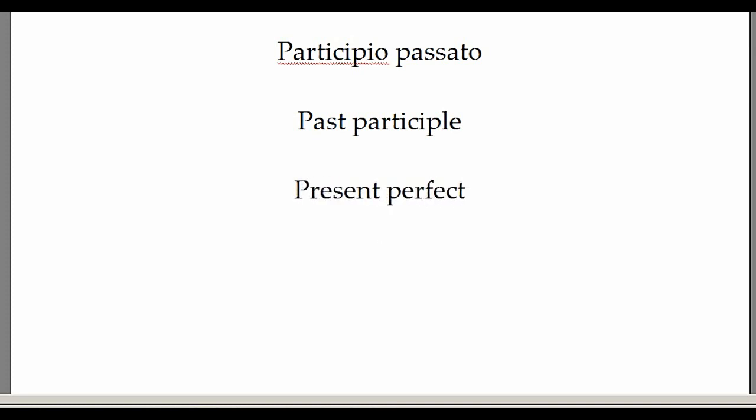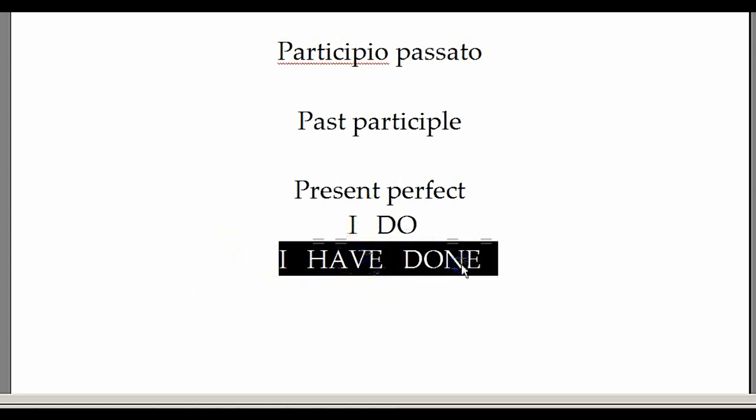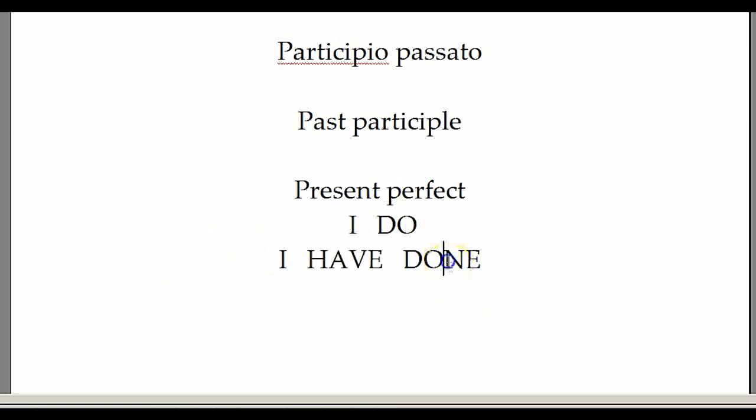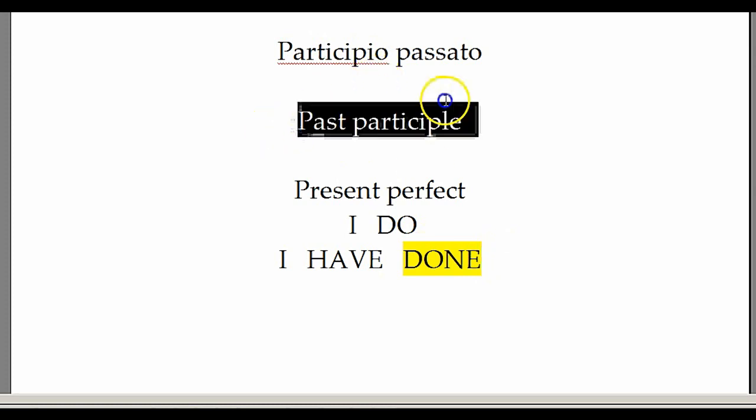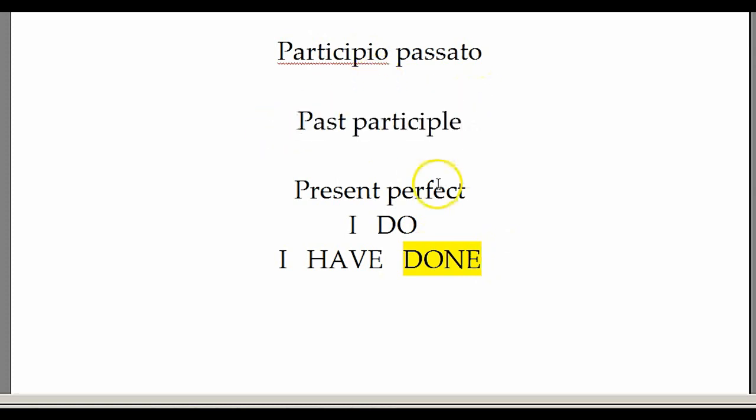What's the present perfect? Okay, you know what the present is: I do. The present perfect is I have done. So, present tense, I do. The present perfect is I have done. Now, done is the past participle of the verb to do.